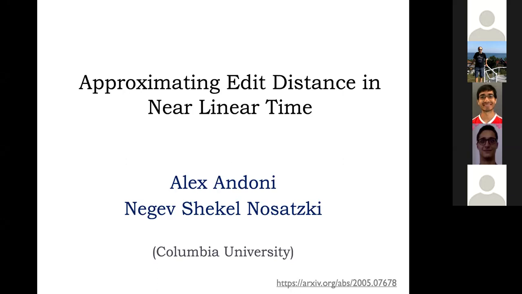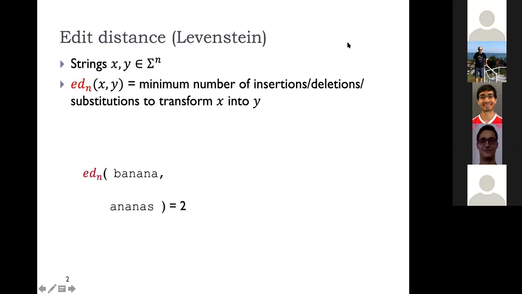So this is joint work with Negev Shekel-Nosatski, who's a student at Columbia University, and I'll talk about approximating edit distance in near linear time, and to cut the surprise, the approximation will be a constant. Okay, so let me start from the beginning. Quick introduction. I'm sure, especially in this audience, I don't need to introduce the problem. Many citations that I'll mention later are actually done by faculty and students here at MIT.